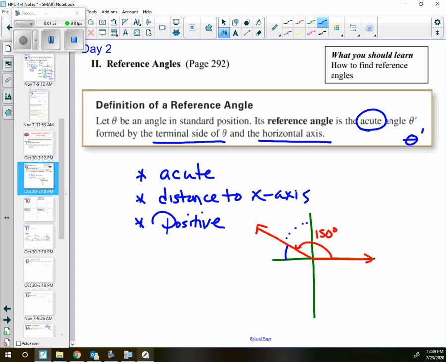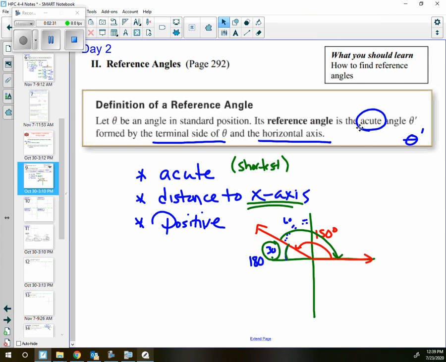Because if you're at 150, how much further do you have to go to get to 180? Well, 30 degrees. How far back is it to the y-axis? Well, that's 60. So that's not the same thing. So we have to have a standardized way of doing this, so we're always talking about the same thing, and that standard is always to the x-axis. And it's always positive, so it's 30 degrees, and it's always acute. In other words, think of it as the shortest distance back to the x. So acute, distance to the x, and positive.